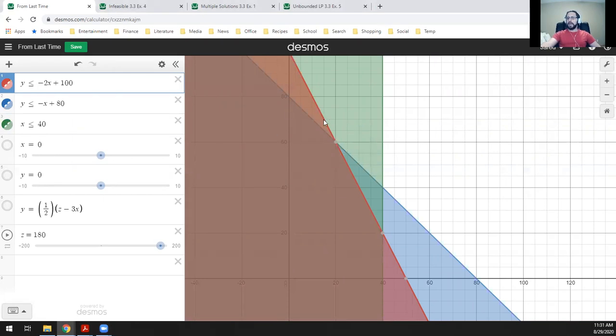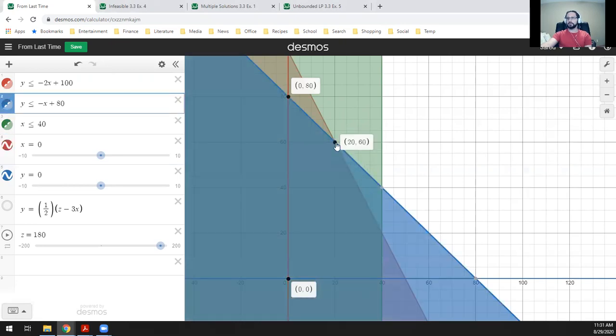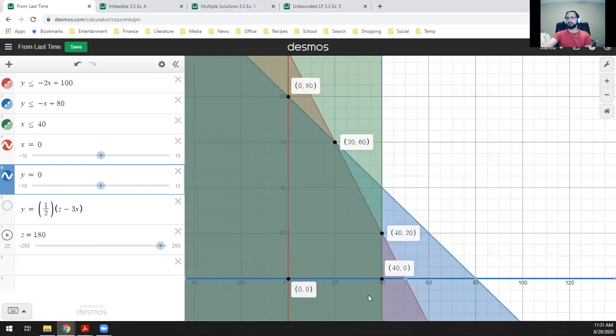If you take a look at the constraints and the inequalities, there is only one region that satisfies all three inequalities as well as the sign constraints. That's the region going from the origin, 0, 0, up to this point, down to this corner at 20, 60, down to this corner at 40, 20, down to this corner at 40, 0. The pentagon surrounded by these 5 points is the feasible region of this LP.